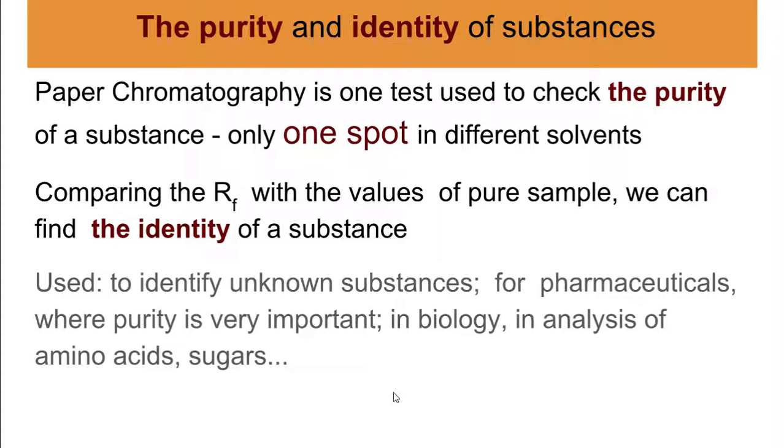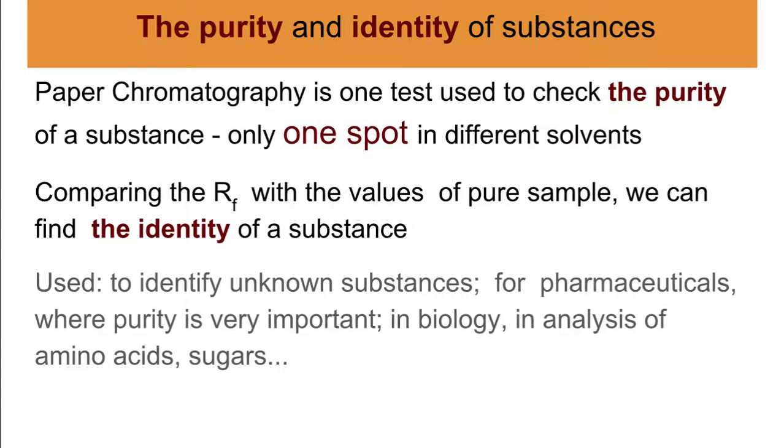Paper chromatography is one test used to check the purity of a substance. If we test a substance, for instance medication, and there is only one spot when we use different solvents, it means that this substance is pure. If it has more than one spot, it has other stuff besides the main substance that we are testing.